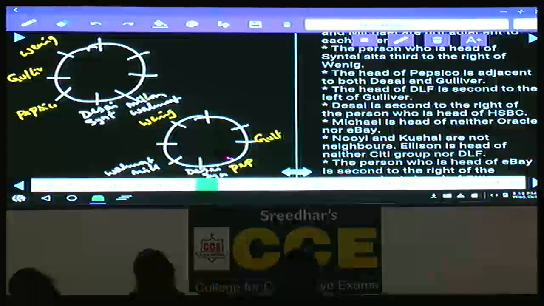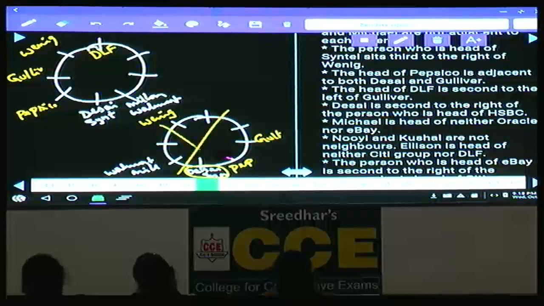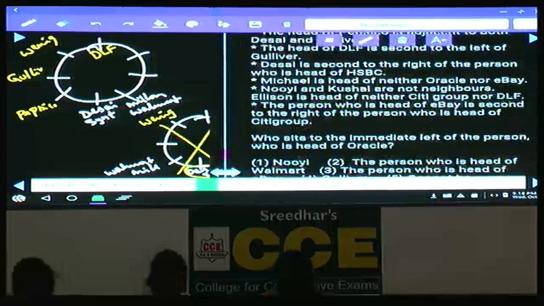Head of DLF is seated second to the left of Gulliver. In the first case, DLF must be here. Now in the second case, it is not possible because DLF and Sintel would have to be in the same place. The second case is completely ruled out. Now we are left with only the first case.